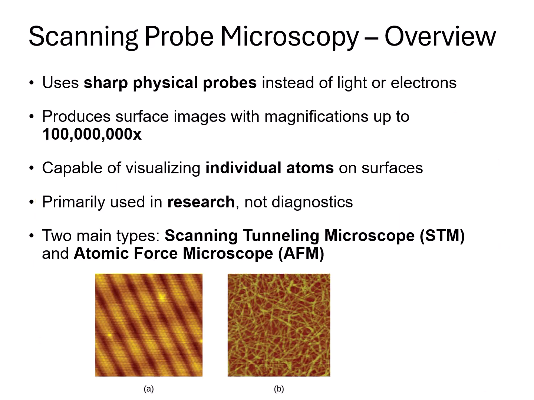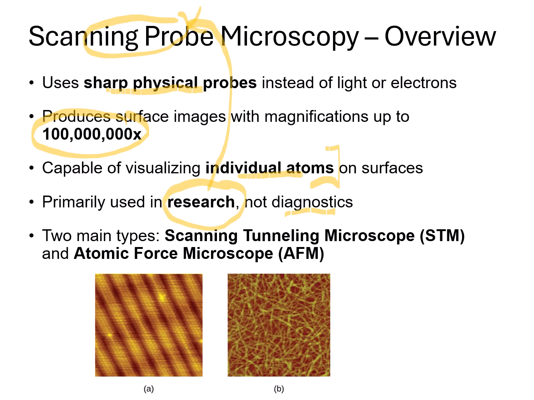The last type of microscopy we'll talk about is scanning probe, and in this case, it works how it sounds. We use sharp physical probes instead of light or electrons. This gives us extremely high magnification, up to 100 million times compared to the original structure, and we can even see individual atoms at this level. So we don't usually use atomic structures to diagnose anything, so it's primarily used in research rather than diagnostics.